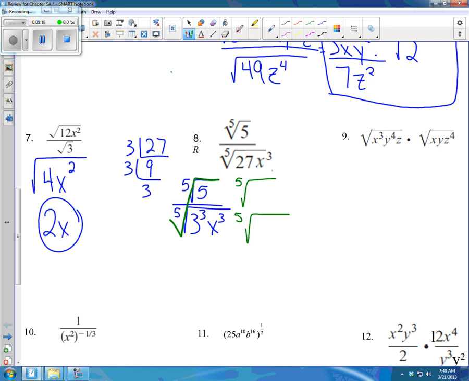So with the 3's, I have 3 3's. I need a total of 5, so I'm going to add 2 more 3's. And with the x's, it's the same thing. I have 3 x's. I need 5, so I'm going to add 2 more. And now just bringing the denominator along, that gives me 5 3's, so 3 to the 5th, and 5 x's, x to the 5th. My numerator, I'm just going to put it all under one radical.